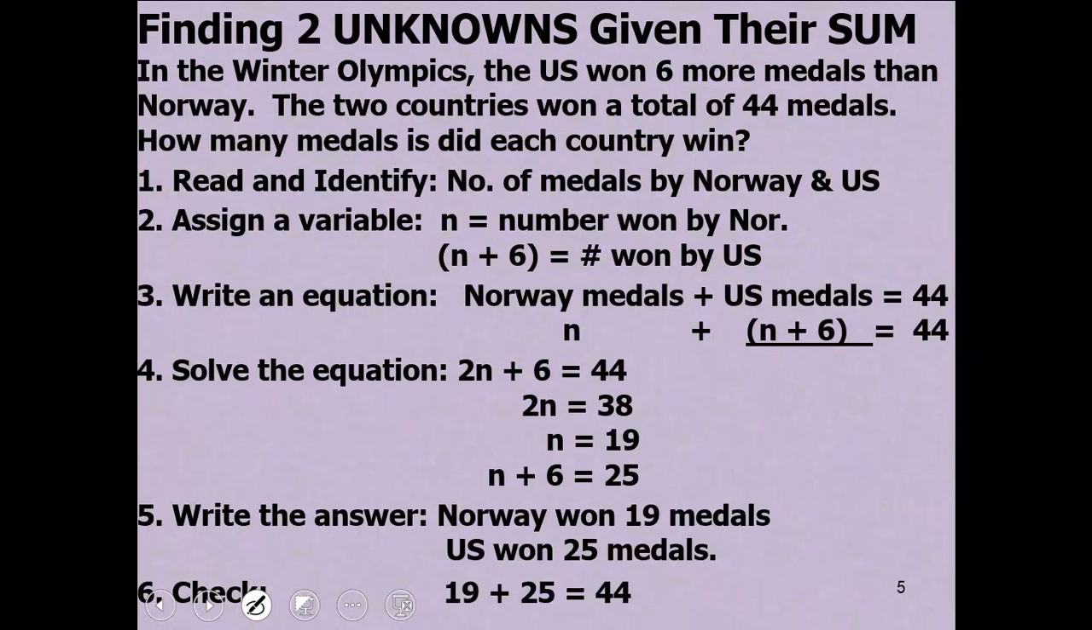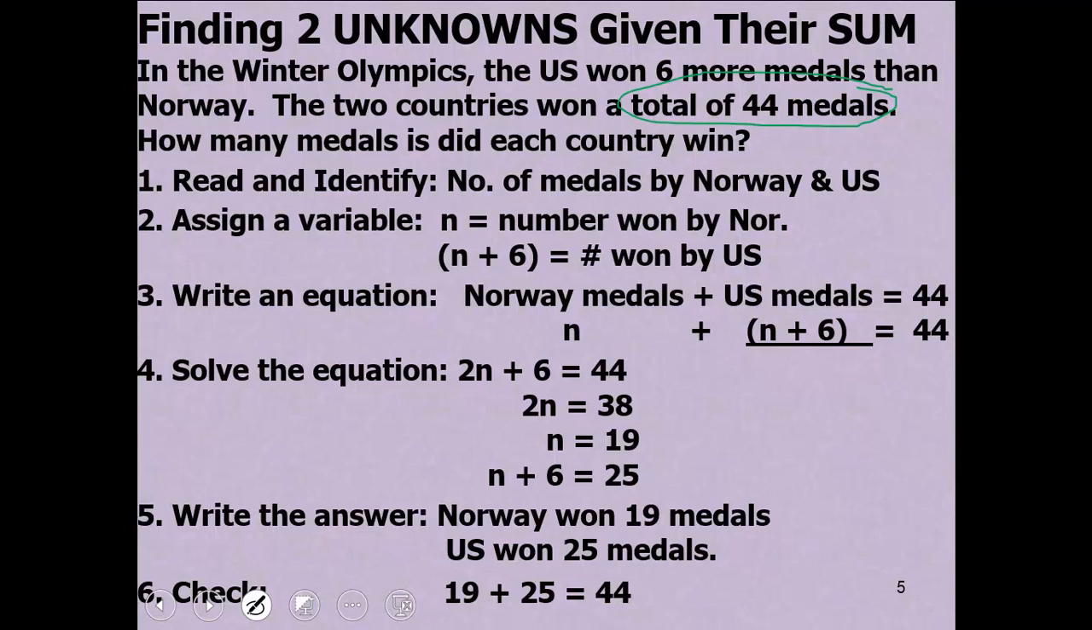Okay. Finding two unknowns given their sum. This one is a little bit more complicated, okay? So let's first read and see what we can identify, what we're looking for. In the Winter Olympics, the USA won 6 more medals than Norway. The two countries won a total of 44. So we know there's a sum, right? We know there's a sum. How many medals did each country win?